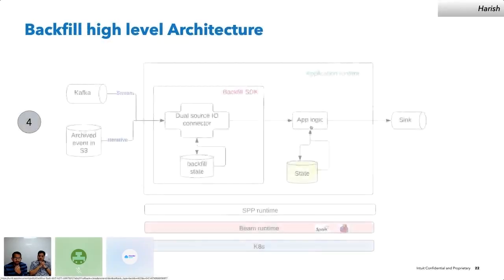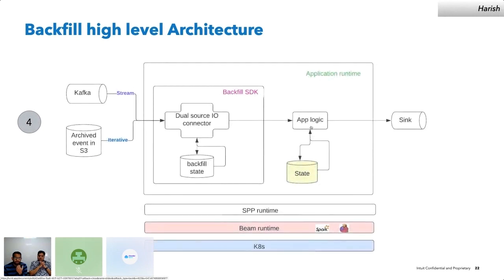The other solution we followed is creating our own dual source. In the previous solution, at a time it connects to either Kafka or S3. Here we have two sources, which we flatten. We get data from either S3 or Kafka. We have another switch which flattens these two records and provides the final record set, which can be fed to the application logic.